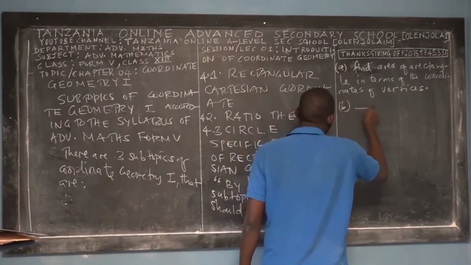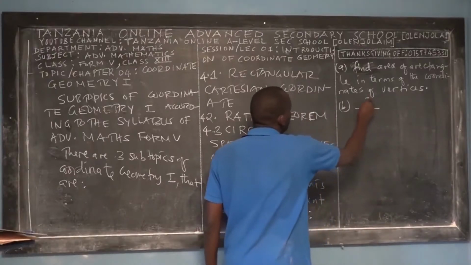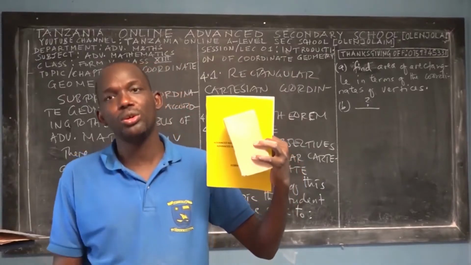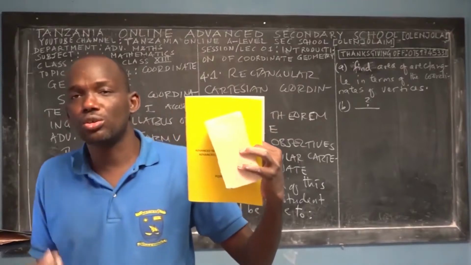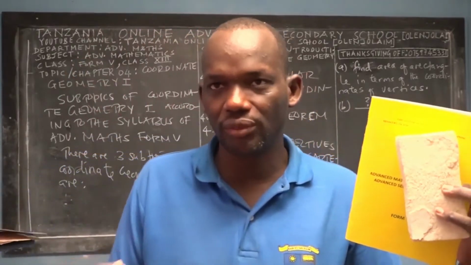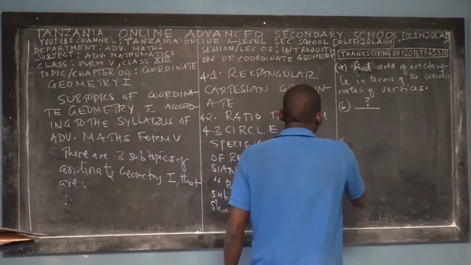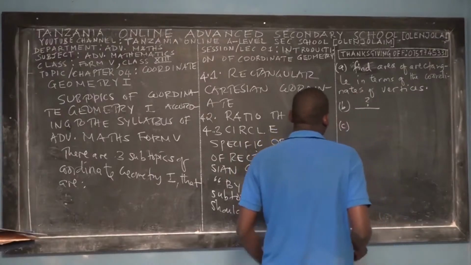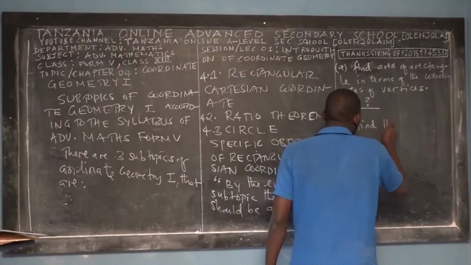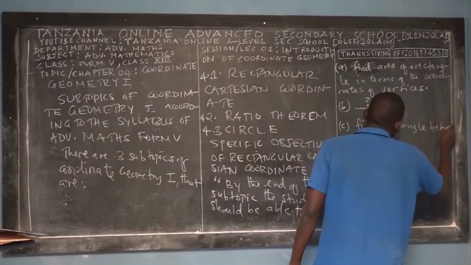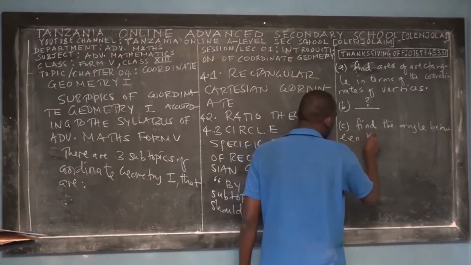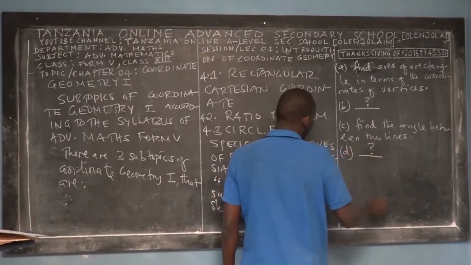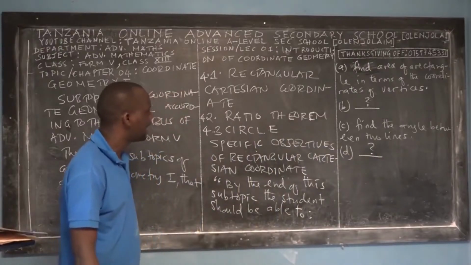The second specific objective, I will leave blank, so the student has to fill it in once you have got this book. The aim of leaving the blank is to insist that students go through the syllabus and know the specific objectives they have to achieve at the end of each subtopic. The third specific objective is to find the angle between two lines. And the fourth specific objective, we leave blank for the student to fill.